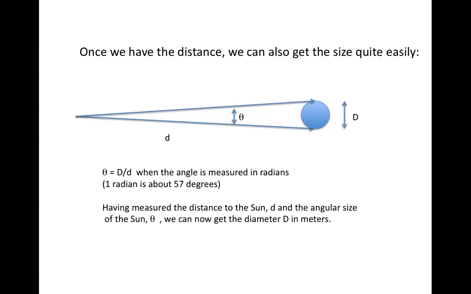Once we have the distance, we can also get the size quite easily. The angular size of the Sun is equal to its diameter divided by the distance if you measure the angle in a unit called radians. 1 radian is about 57 degrees. So having measured the distance to the Sun, d, and the angular size of the Sun, which you can go out and just measure with a protractor, you can now get the diameter, D, in meters. So now we know how big the Sun is.